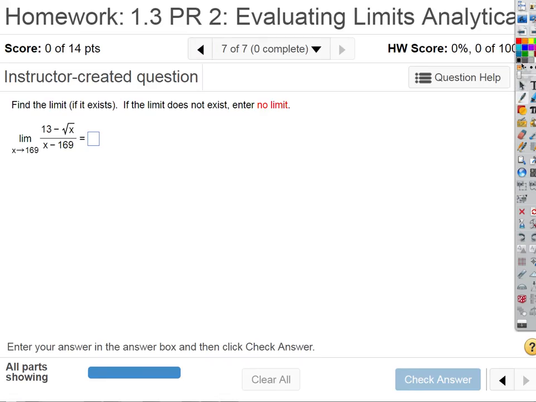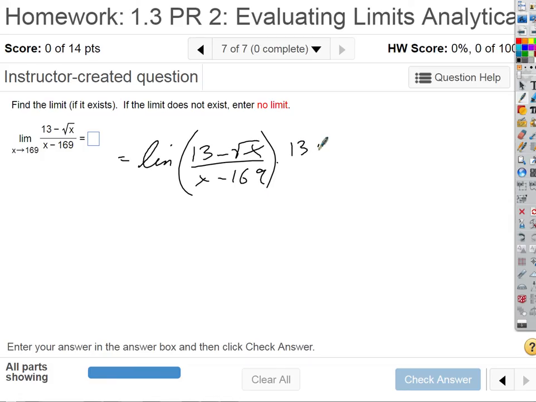So we're going to do something like this. We're going to get the limit of 13 minus radical x over x minus 169, times 13 plus radical x over 13 plus radical x, as x approaches 169. What's the benefit? What do we get on top? You get rid of the square roots.